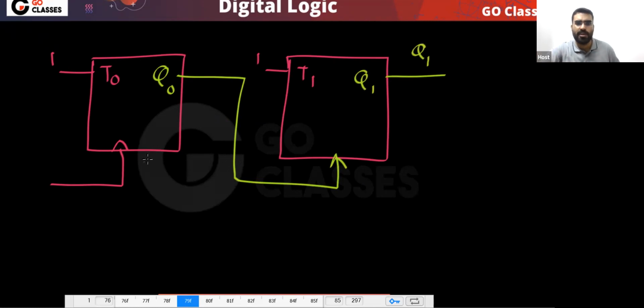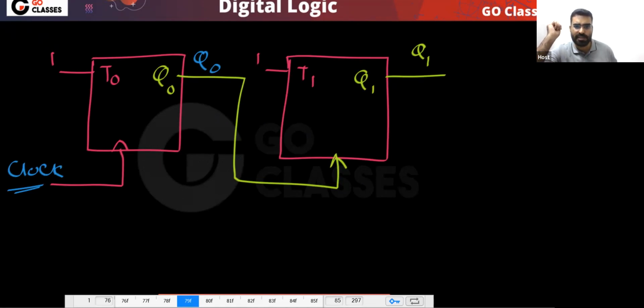So if I do it like this, this is your system clock, and this is your Q0, and this Q0 is acting as the clock for the next T flip flop. In this situation, both are positive edge triggered flip flops.